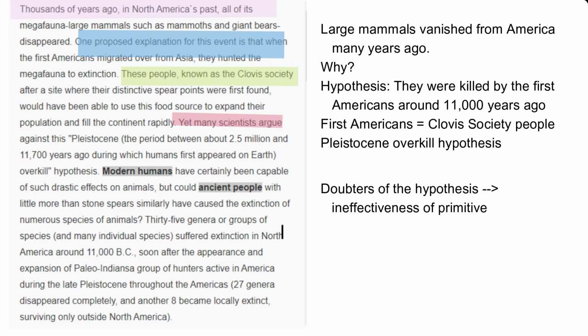The following sentence explains why some scholars disagree with the hypothesis. It is hard to believe that ancient people with their primitive weapons had the capacity to kill all the large mammals. The rest of the paragraph contains numbers, which are too detailed, so we can skip them. We can see that the passage is about scientific activities that aim to explain how the large mammals disappeared in North America.